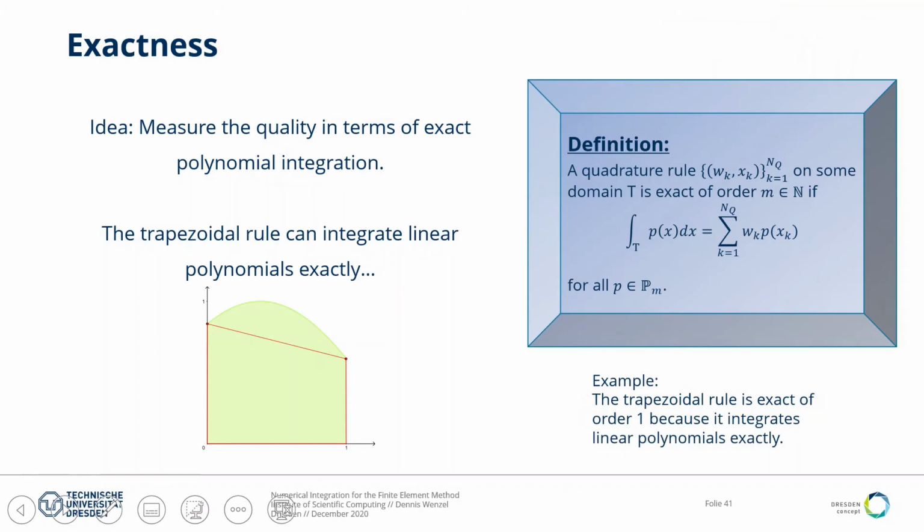For example, the trapezoidal rule, which we have discussed before, is exact of order 1 because it integrates linear polynomials exactly. Because if I take the left and the right boundary point of a linear function, everything in the middle is perfectly clear.